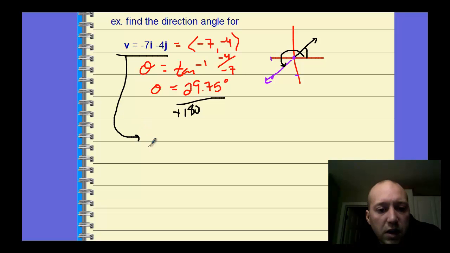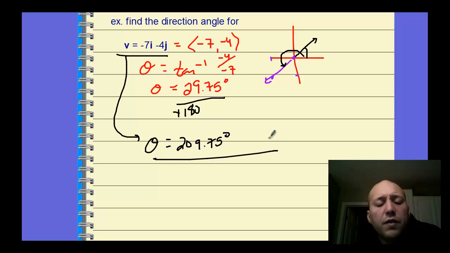So this vector's theta value ends up being 209.75 degrees. And so you have to be really careful here, because you can do the math right, but if you don't understand really what's happening in the problem, you won't get the correct answer.